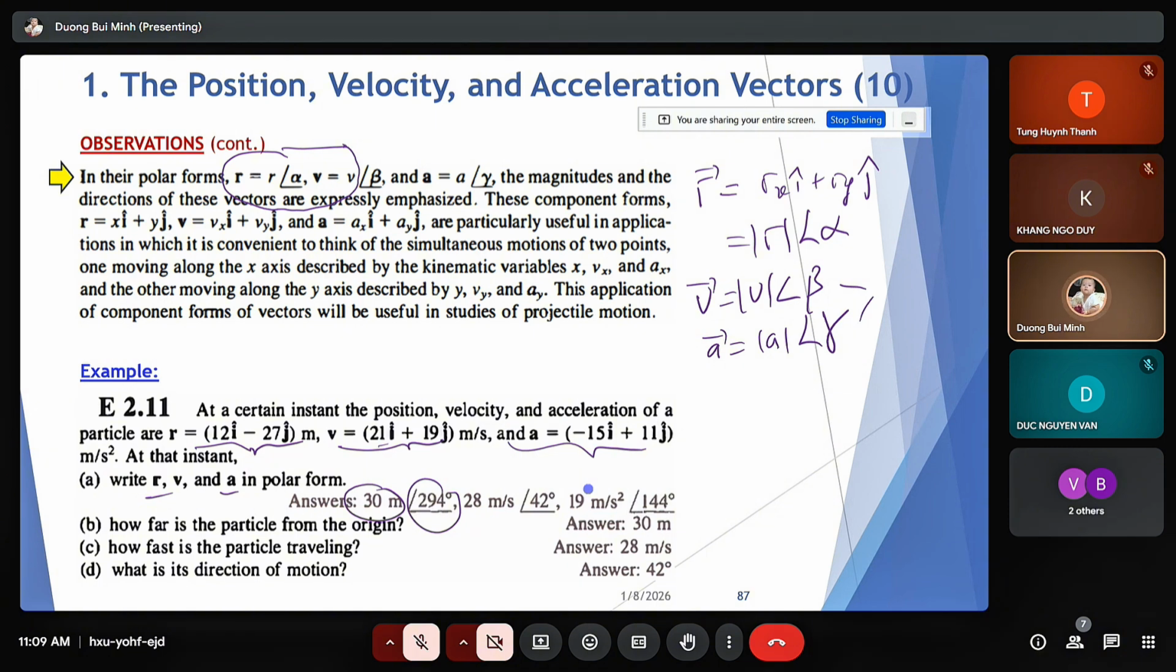And similarly, you can get V. With the V, we get 21 I overhead plus 19 J overhead. Okay, so that belongs to the first part. The first part, right? So we can get how many degrees? 42. So you can get 42, here you get 50, right? Okay.